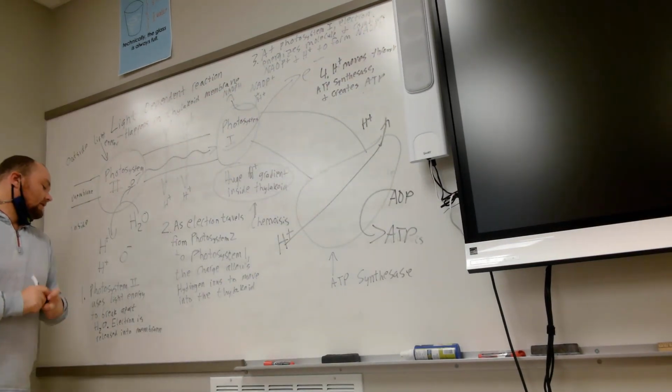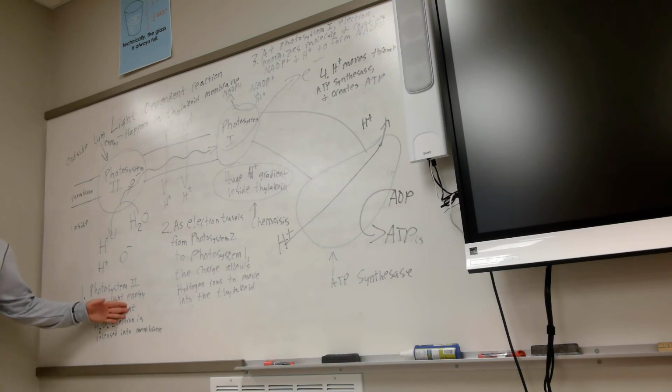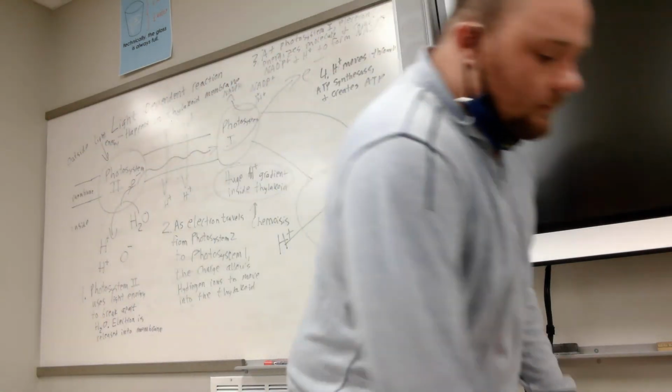So basically, these steps go: light breaks apart water, which removes an electron. The electron moves from photosystem 2 to photosystem 1, pulling hydrogen across. Step 3, the electron energizes photosystem 1 and creates NADPH. Step 4, because of the large gradient of hydrogen, or chemiosmosis, it moves through ATP synthase. As it moves through, ATP is created. That's the short and sweet version of it. Still, this is one of the more confusing parts.